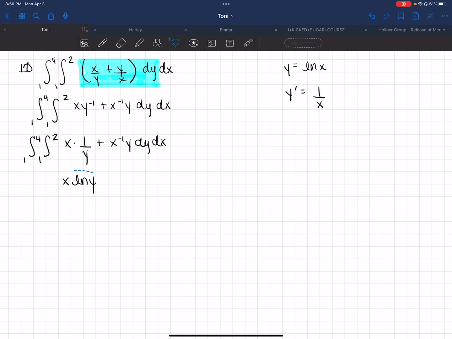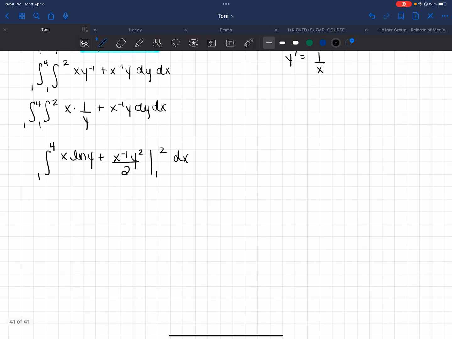And I'm actually going to move this down a little bit. And I have, of course, my integral from 1 to 4 here. And then I have plus, well, we can leave that x negative 1. That's fine because it's just a constant there. And then I've got y squared because I add 1 to the exponent, divide by the new exponent. And I'm evaluating that from 1 to 2 dx. Okay? Now, everywhere I see a y, I'm going to put in 2. Then I'm going to subtract. And everywhere I see a y, I'm going to put in 1.